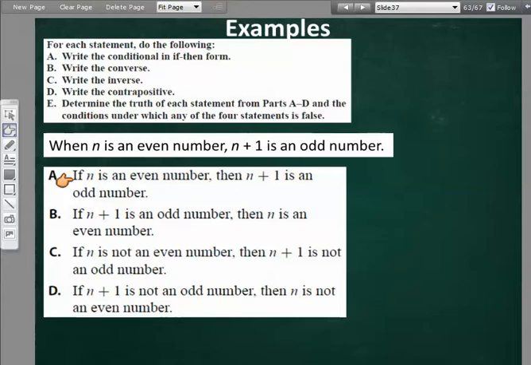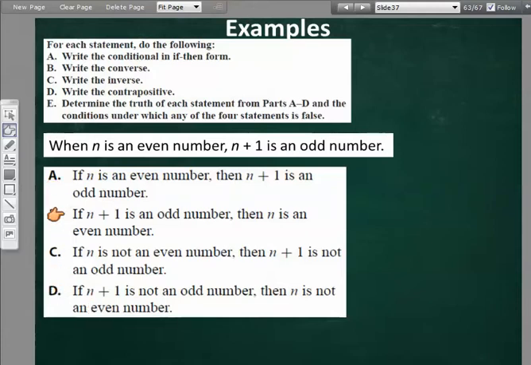Well, if part A is true, then D, the contrapositive, is also true. If n plus 1 is not an odd number, then n is not an even number. And the way you'd look at that is that n plus 1 is not an odd number. Okay, so if I took n plus 1 and I got 4, then n is not an even number. Okay, so A and D are true.